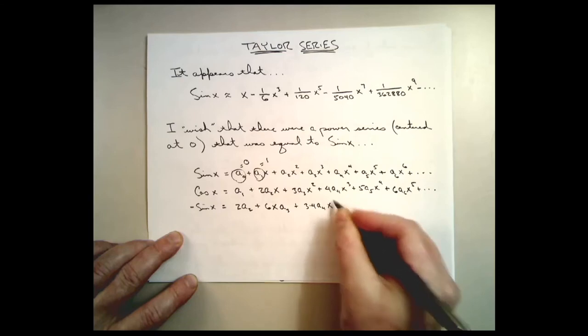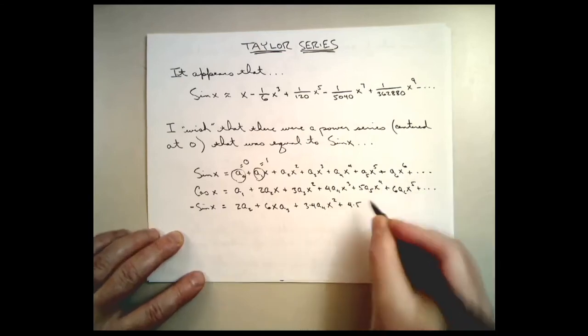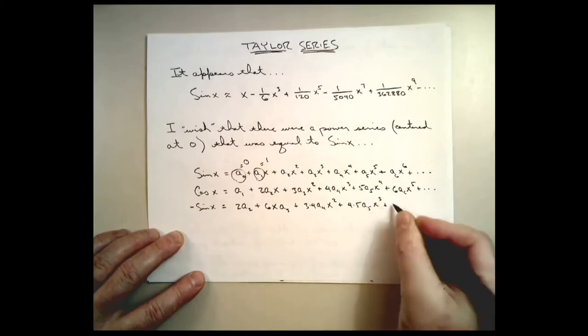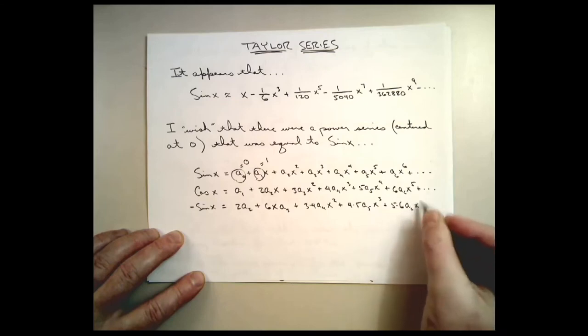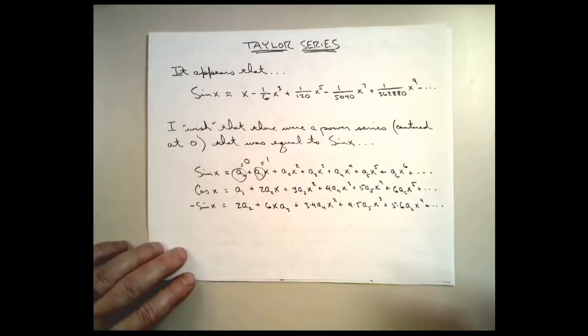a4 x squared. And I'm going to continue that process. 4 times 5, a5 x cubed, 5 times 6, a6 x to the fourth, and so on. Get the idea? Play the game again.